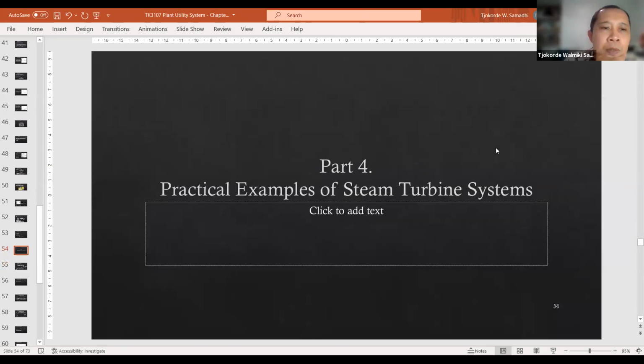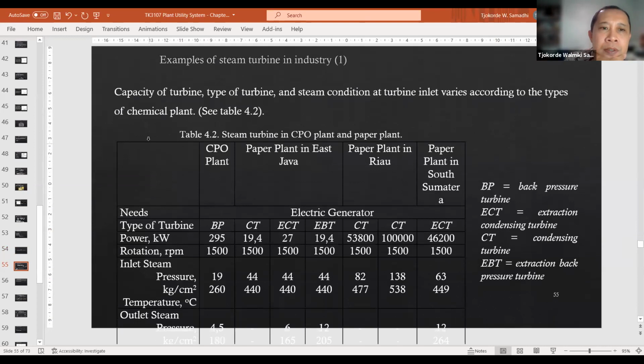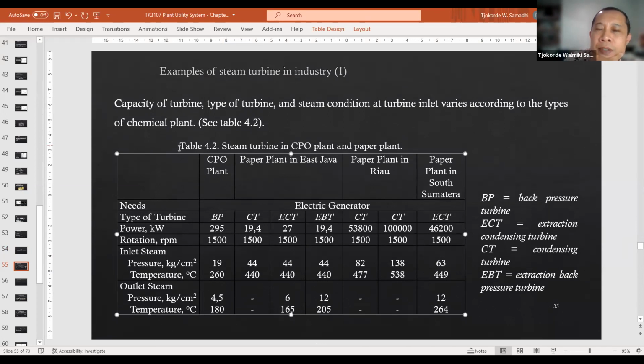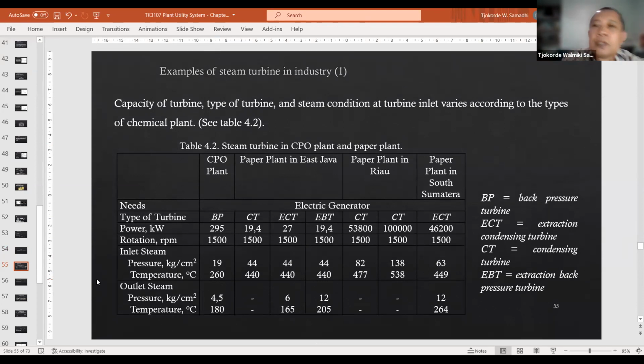Let's go a little bit more into steam turbines. Here are some practical examples of them. Sorry about this overly large table. There we go, that's more like it. These are just to give you some idea of the magnitude of the specifications of these turbines. These are examples collected by Heri from his consultative projects, I believe.